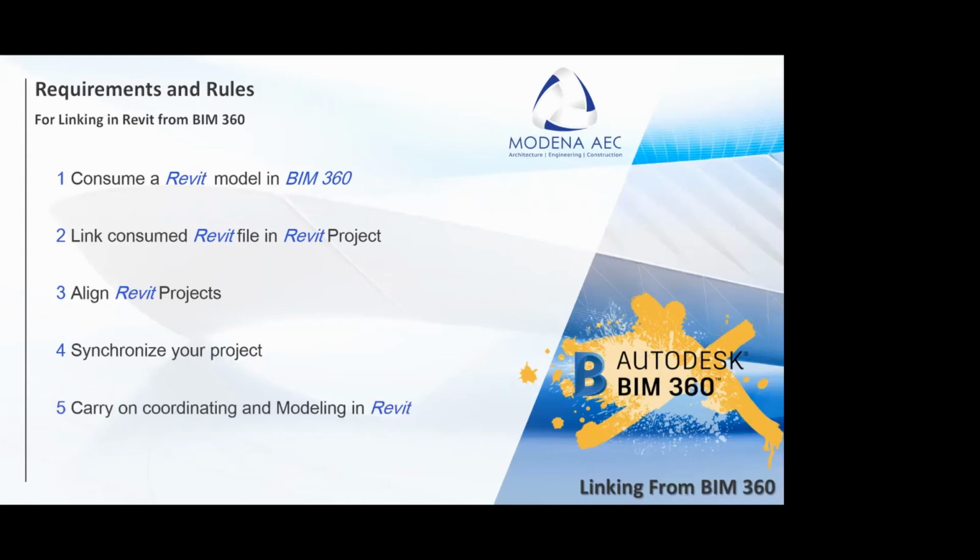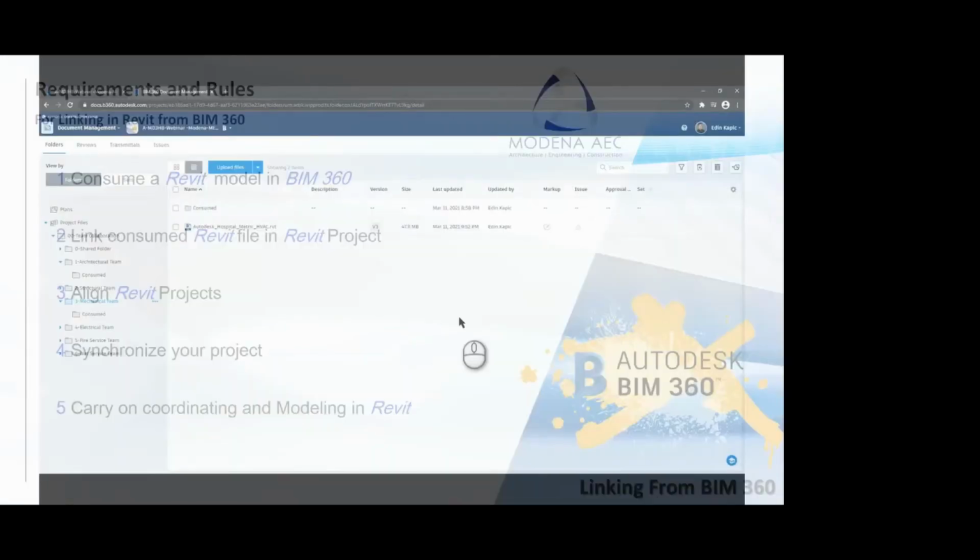The fifth rule, carry on coordinating and modeling in Revit. So as you are developing your model, it needs to be done in Revit. Remember, Revit allows you to coordinate specific or key items or disciplines within the platform, utilizing the interference check. If you come for our next webinar, we'll show you how to actually do the main coordination within BIM 360. So let's take a look at how linking is done between Revit and BIM 360.